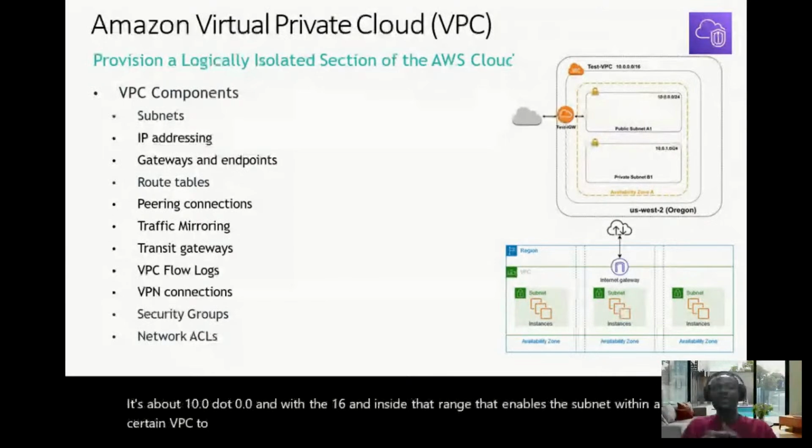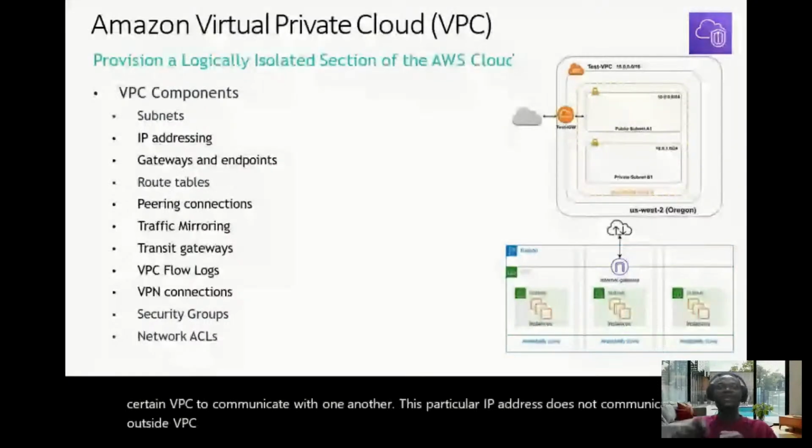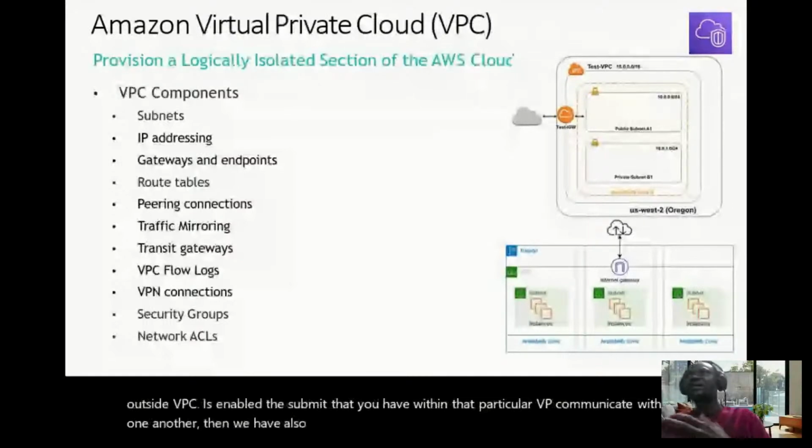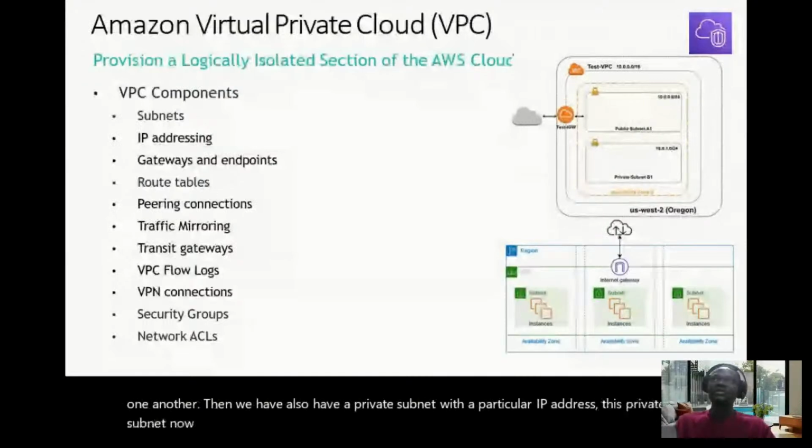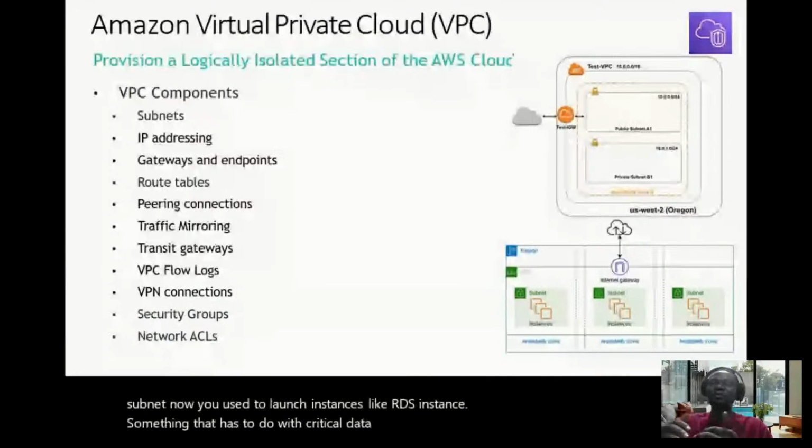This particular IP address does not communicate outside the VPC. It enables the subnets that you have within that particular VPC to communicate with one another. Then we also have a private subnet with a particular IP address. You use this private subnet to launch instances like an RDS instance, something that has to do with critical data, something that is not meant to be publicly accessible from external users. That's when the private subnet comes in. You can use your public subnet to launch something like this.